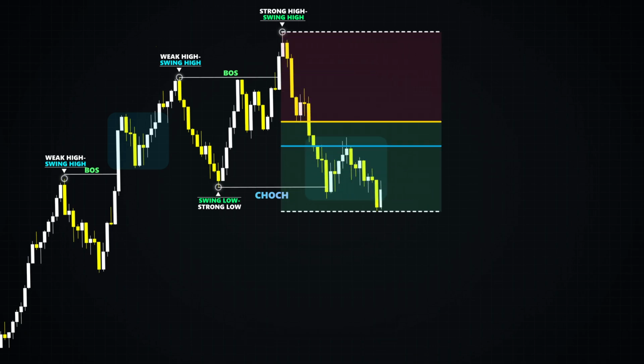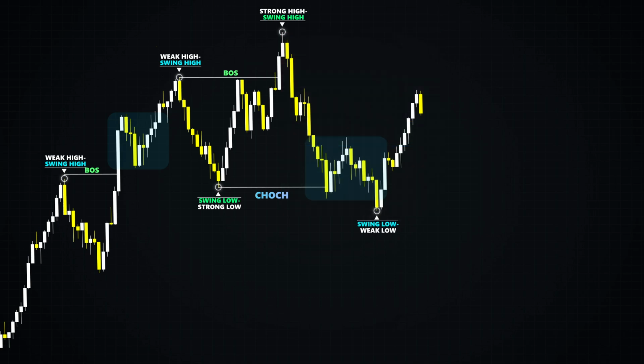Price pulls back slightly upwards, and this time, it touches the 38.2% level and even dips into the 50%. This is a valid pullback. We can mark the new weak low. After that, price continues to break lower, giving us a new break of structure and confirming the strong high.